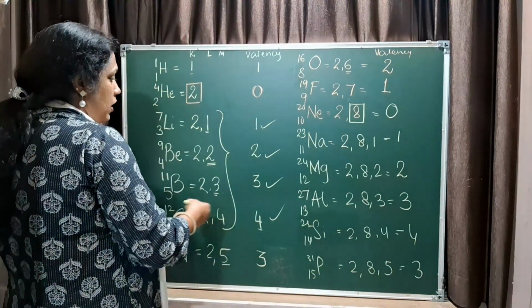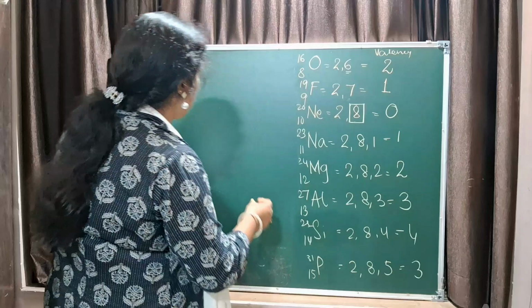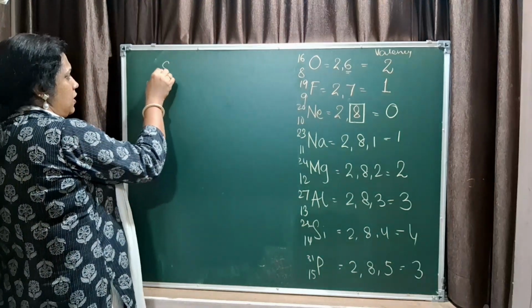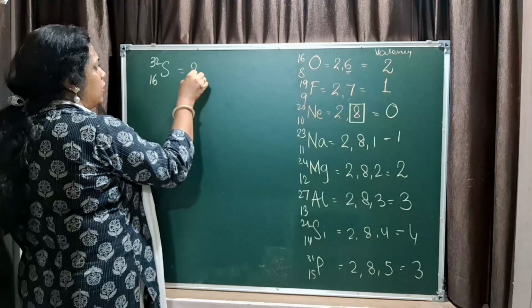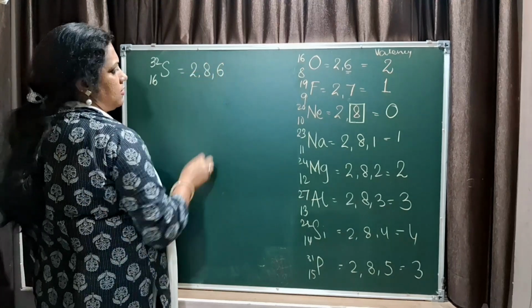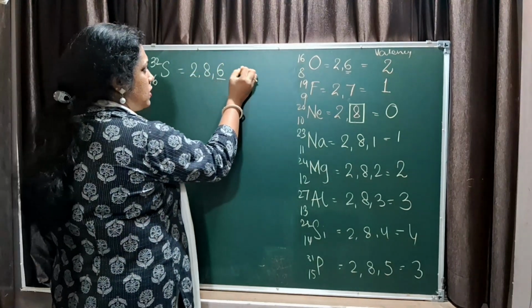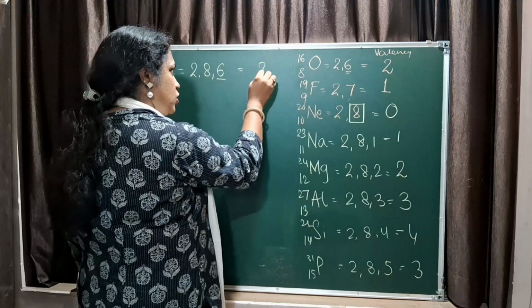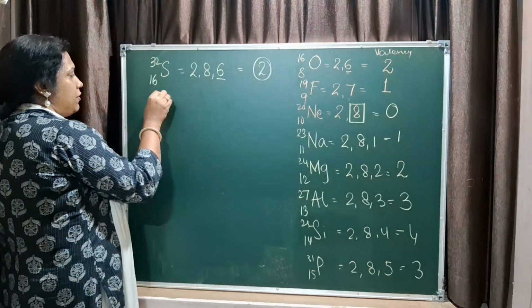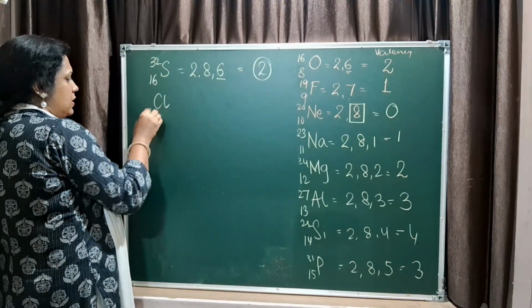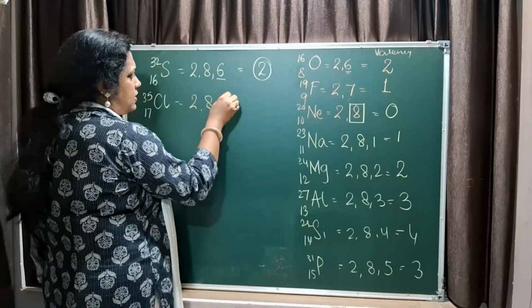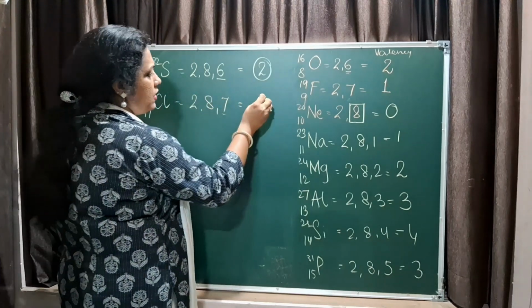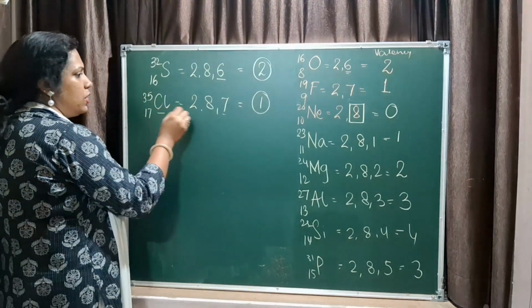So if you have understood the concept, now you tell me, after phosphorus you have sulfur 16 and 32. So electronic configuration is 2, 8, 6. So what is the valency? 8 minus 6, 2. So after sulfur you have chlorine 17, 35. You have 2, 8, 7. 8 minus 7 is 1. So valency of chlorine is 1.